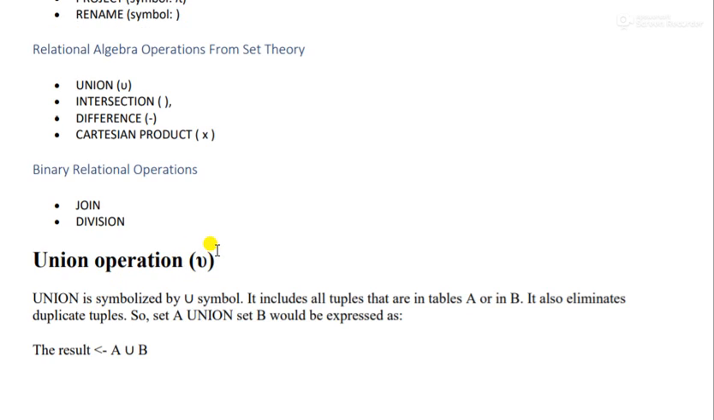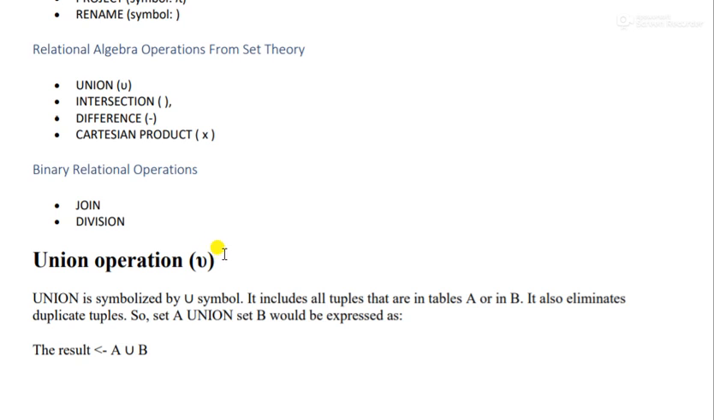So let's start with union first. Union is represented by the U symbol. And what is the meaning of union? Suppose we have two tables and we want to combine those two tables together. In that case, union will take the values from both the tables, and duplicate values it will show only one time. Meaning it will eliminate duplicate values.